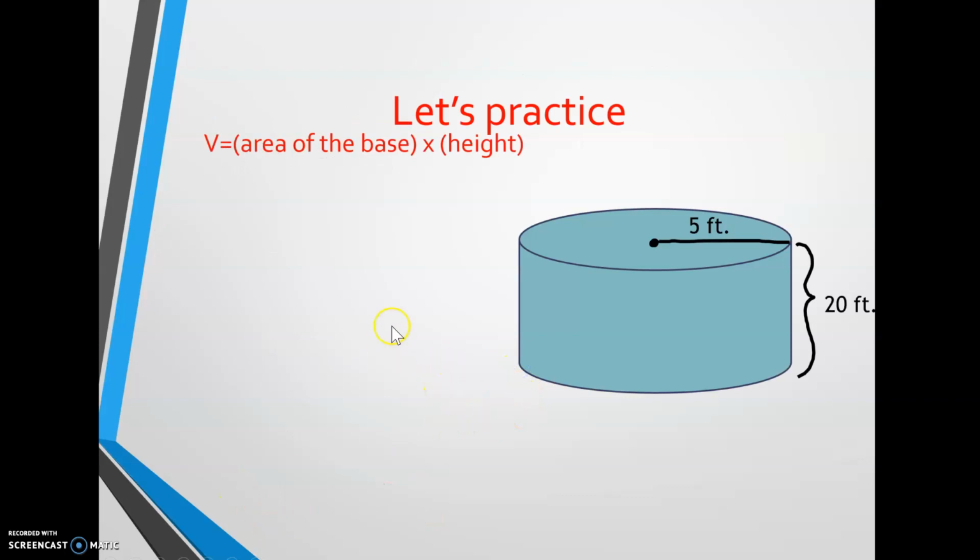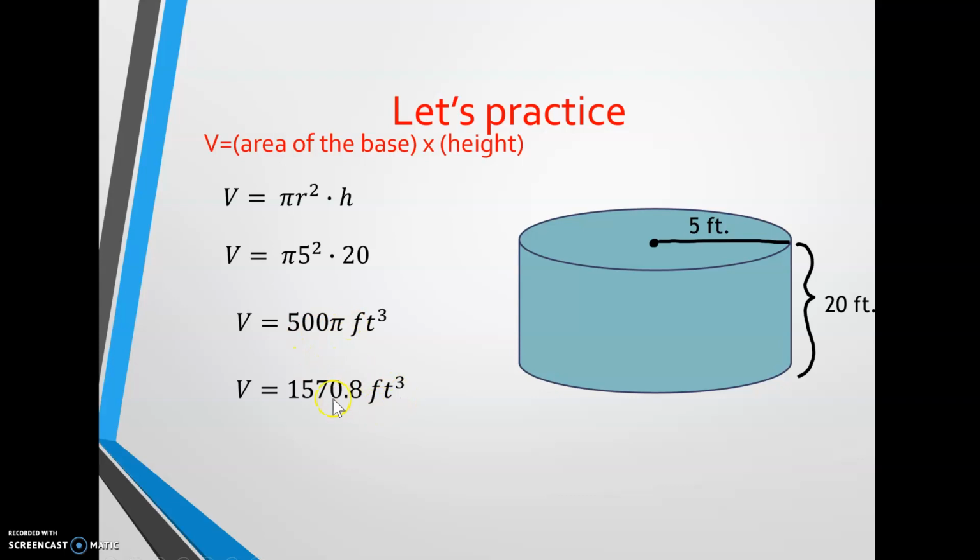All right, let's practice on another one here. I want to find the volume of my cylinder. First, I have to know the area of my base, pi r squared. So I have a radius of 5 here. I'm going to take 5 squared, which is 25, times 20, which gives me 500. And then 500 times pi, again never rounding any of this, keeping it straight in your calculator, and you should get 1,570.8.